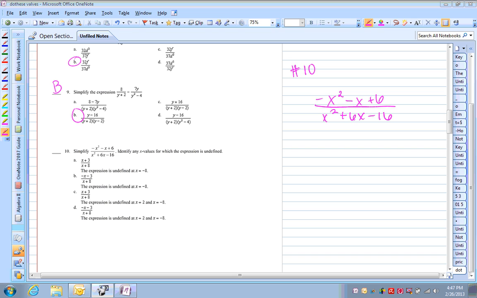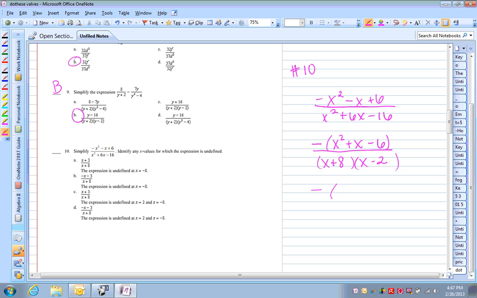On number 10, they ask us to simplify and identify any values for x for which the expression is undefined. So I'm going to go ahead and factor the top and the bottom. Well, in the top, I have a negative in front of my x squared. So I pull a negative out of my numerator. So I'm left with x squared plus x minus 6. And then on the bottom, I can factor x squared plus 6x minus 16, because two numbers that multiply to negative 16 but add to 6 are 8 and negative 2. So x plus 8 times x minus 2.